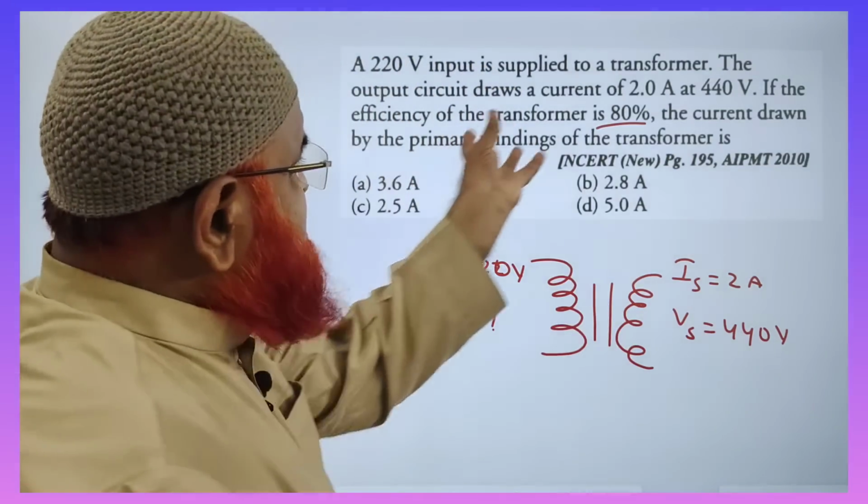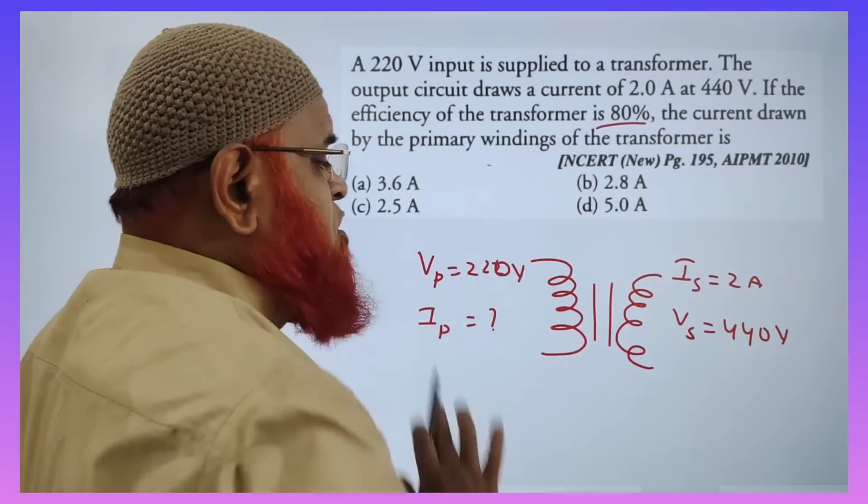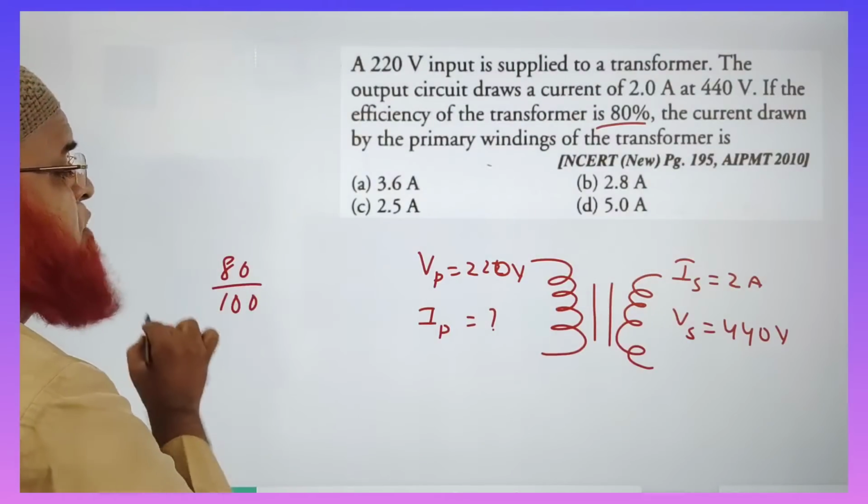You just see. 80% efficiency means what? Of the input you give, 80% comes as output. What does it mean actually? See, 80% of input means what?